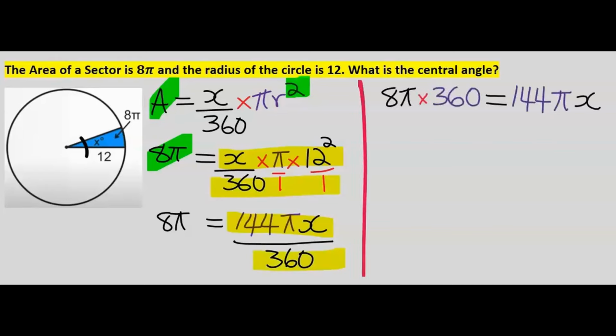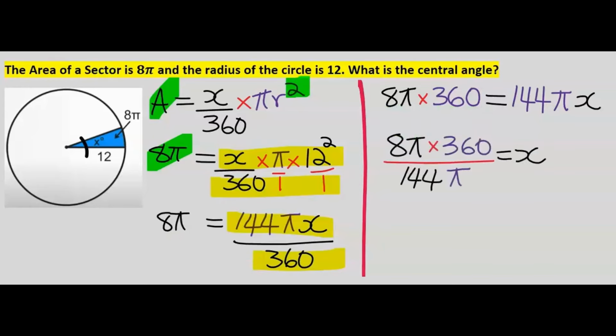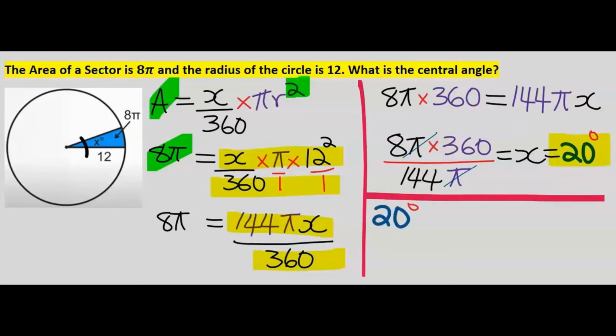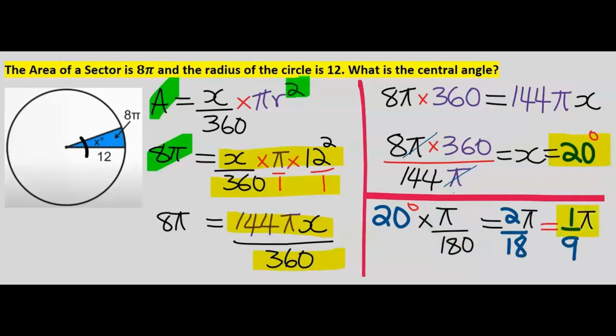Next, we cross multiply. 360 will move to multiply 8 pi and we're going to get this. Next, pi will take away pi. Simplifying further, the central angle is 20 degrees. Next, what is 20 degrees in radians? To convert degrees to radians, you multiply the degrees with pi divided by 180. 1 over 9 pi is the same thing as 20 degrees. You see that the unit of the radius is not important. This is the degrees formula.